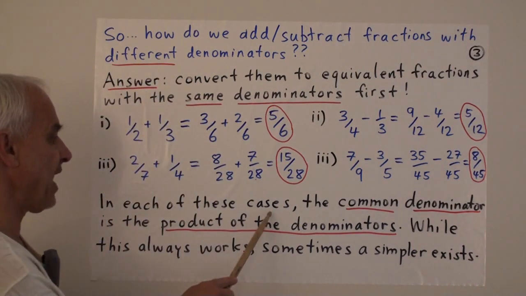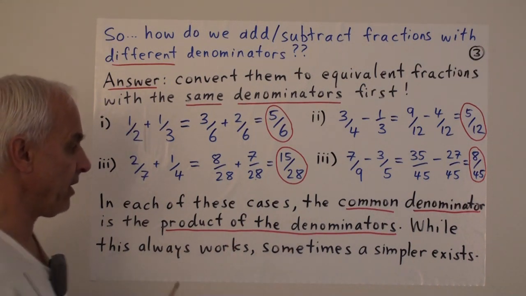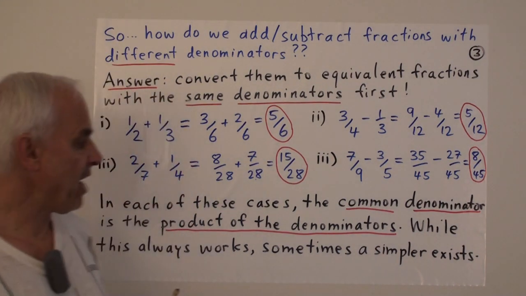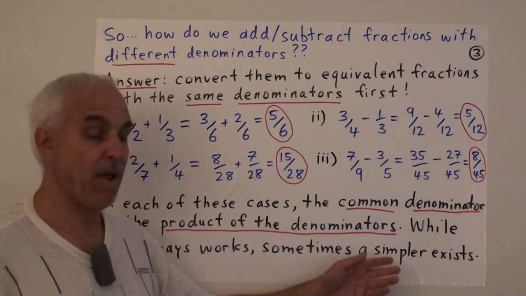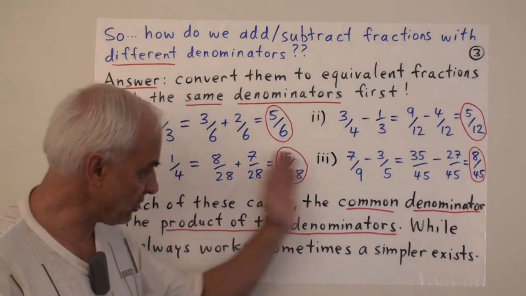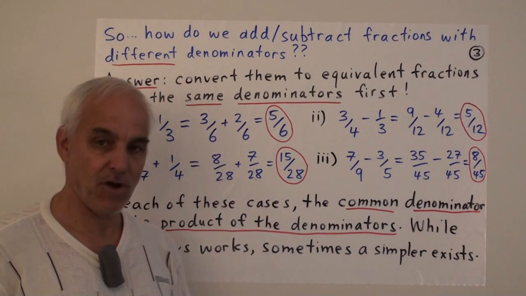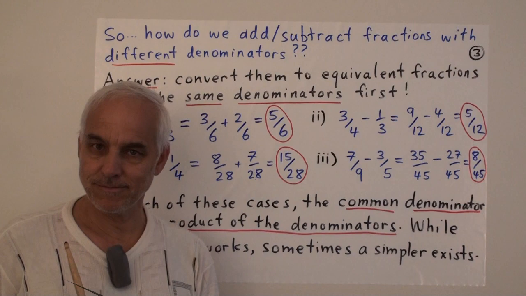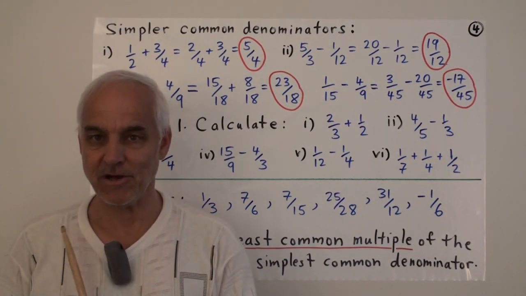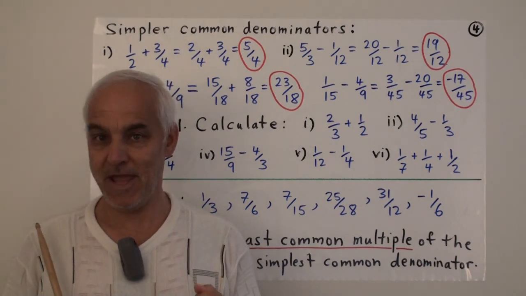Alright, so in each of these cases, the common denominator that we used is the product of the denominators. So this is a surefire method that always works, but sometimes a simpler method also exists that I want to tell you about. So this will always work, but sometimes there's a simpler method, a simpler denominator, not quite so big, that we can use. So here's some examples of simpler denominators working, where we don't just multiply the two denominators that we have.